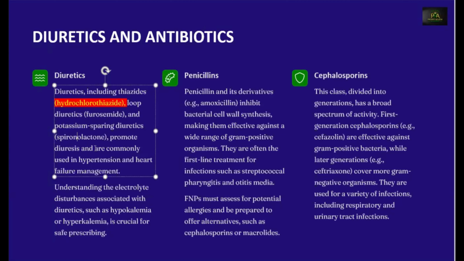And what do you educate them here? They need to avoid potassium salt. So they need to avoid potassium salt because it's a potassium-sparing diuretic. And another high-yield question is, what are the side effects of spironolactone? The side effect is GG, gynecomastia and galactorrhea. Gynecomastia and galactorrhea.